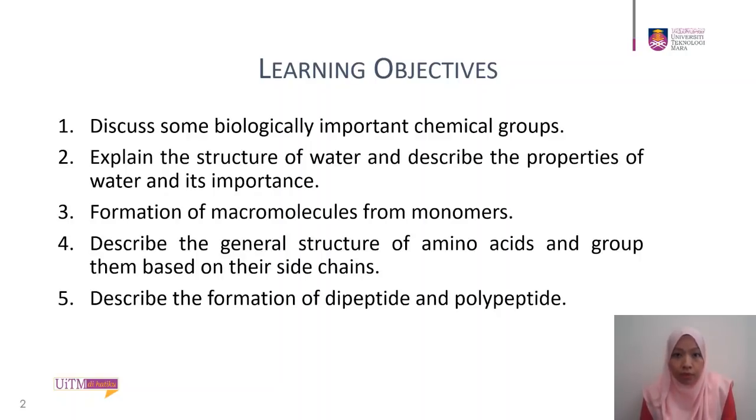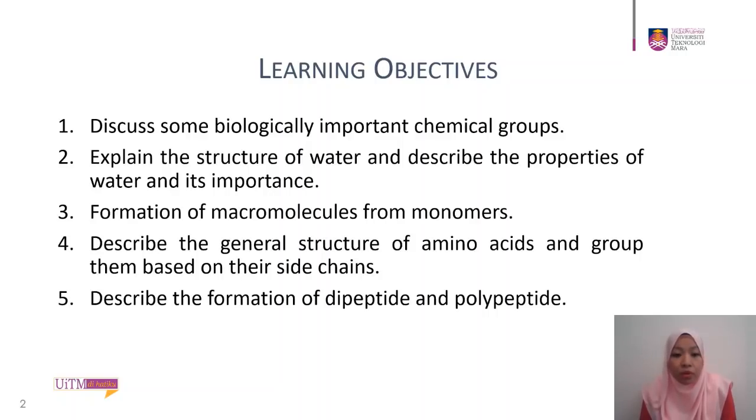For example, carbohydrates are large molecules. Carbohydrates are developed from their monomer, which is glucose. Number 4, describe the general structure of amino acid and group them based on their side chain. Amino acid is actually the monomer for protein. An amino acid combines with another amino acid and another amino acid, and it will form a protein.